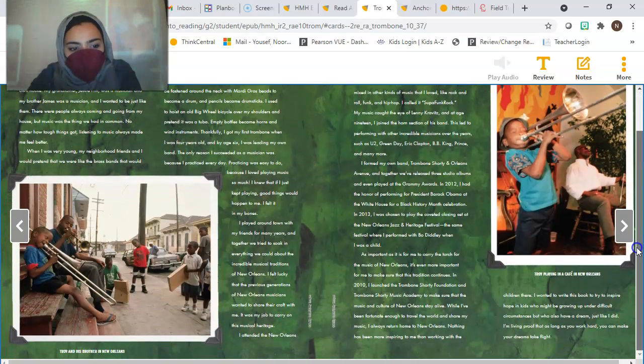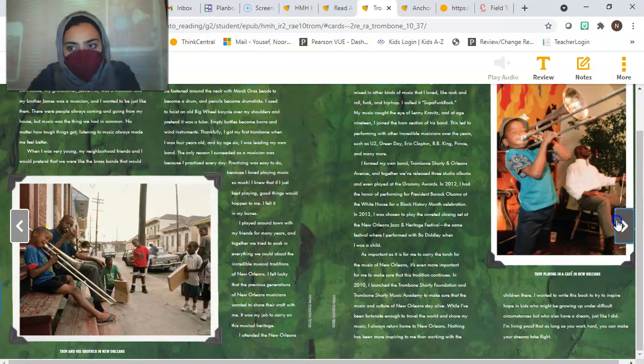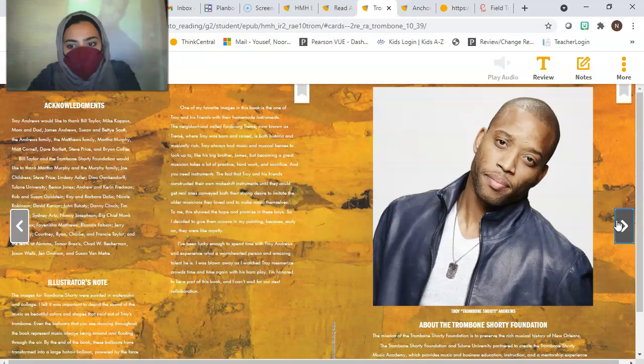Here's a picture of him in real life, and this is a picture of him and his little brother. That's him when he was young and his older brother playing the trumpet in the streets of New Orleans. And this is him now.